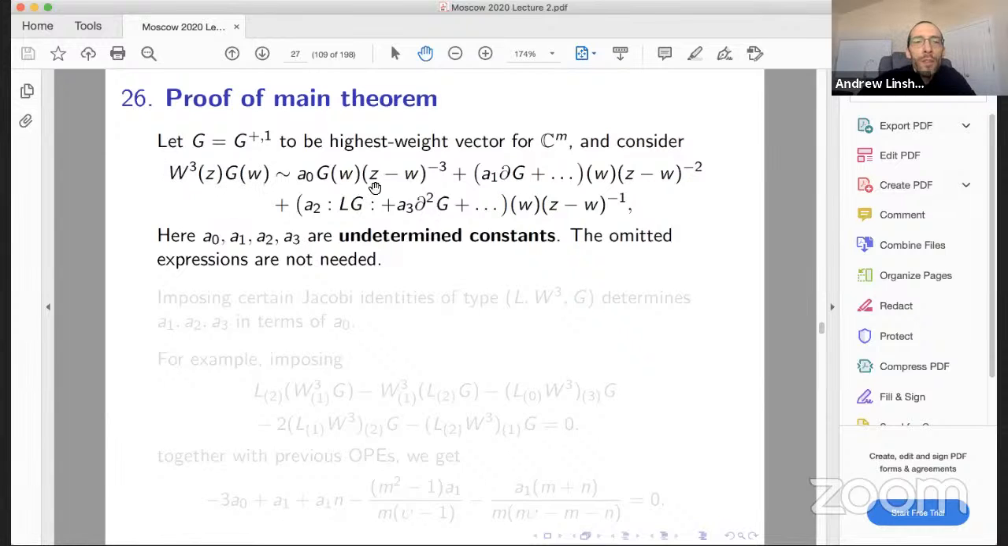So there's going to be a third order pole, a second order pole, and a first order pole. The third order pole, the weight is going to be the same as the weight of G, namely n+1/2. So the only thing I can possibly see is a scalar multiple of G. When I go to the second order pole, the weight is supposed to be 1 more. So I can have the derivative of G. I can also have different G's times different weight 1 fields such that the total Cartan weight is what it should be. And that's it.